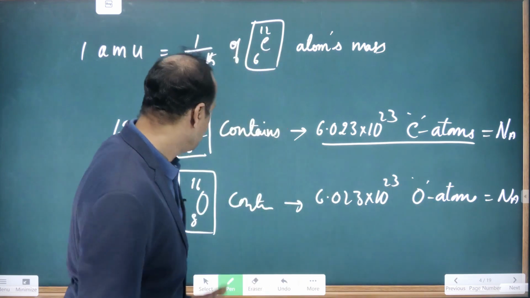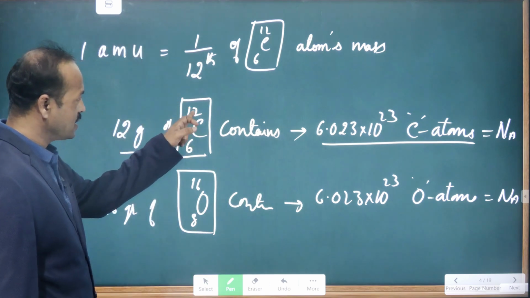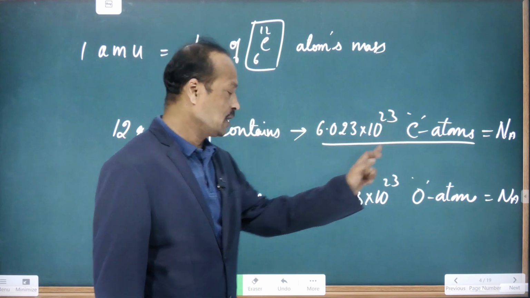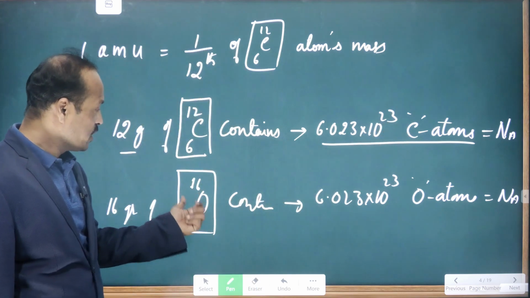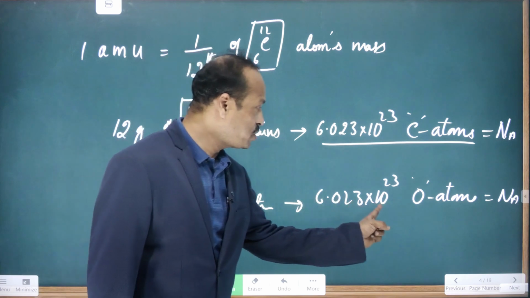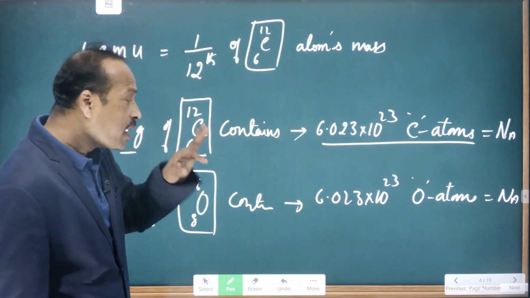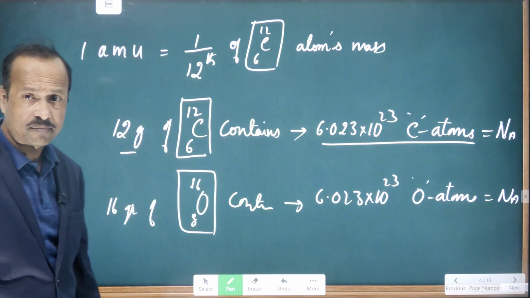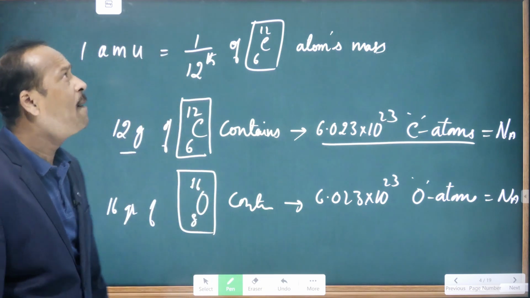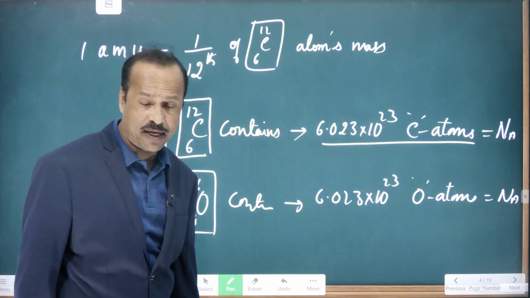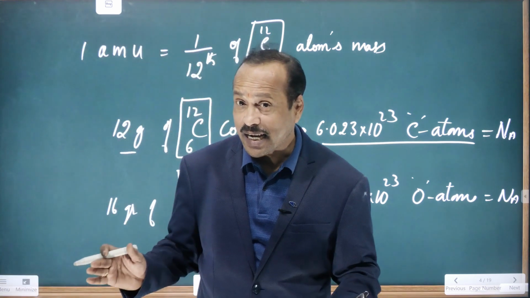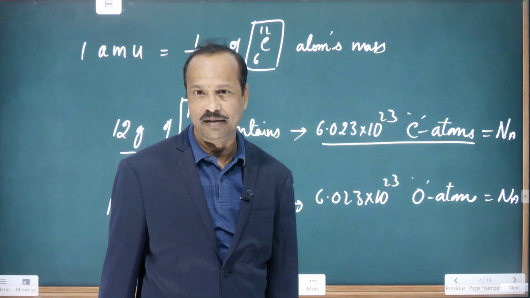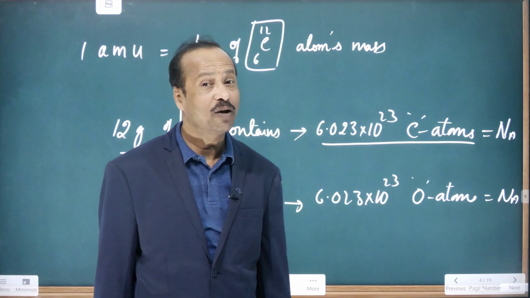Now you see based on this, carbon mass number is 12, so 12 grams of carbon consists of 6.023 into 10 to the power of 23 atoms. Oxygen mass number is 16, so 16 grams of oxygen contains 6.023 into 10 to the power of 23 atoms. Right. Now, for example, if I ask you how many grams of calcium contains 6.023 into 10 to the power of 23 calcium atoms, then how can you say?